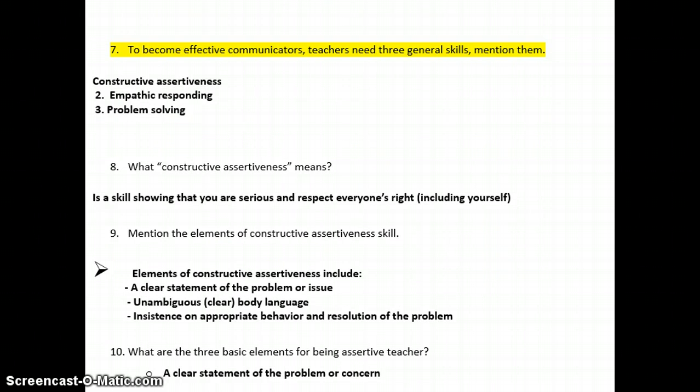To become effective communicators, teachers need 3 general skills: constructive assertiveness, empathetic responding, problem solving. So constructive assertiveness, empathetic responding, problem solving. What is constructive assertiveness? It is a skill showing that you are serious and respect everyone's rights, including yourself.